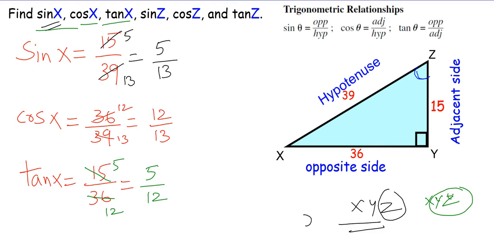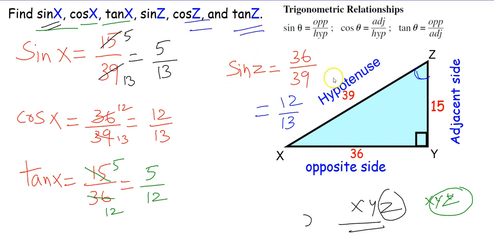Once you have this info, you can find sine z. Sine z equals opposite side over hypotenuse, that is 36 over 39, which can be further simplified to 12 over 13. In the same way, you can continue and find the values of cosine z and tangent z. Please try. Thank you.